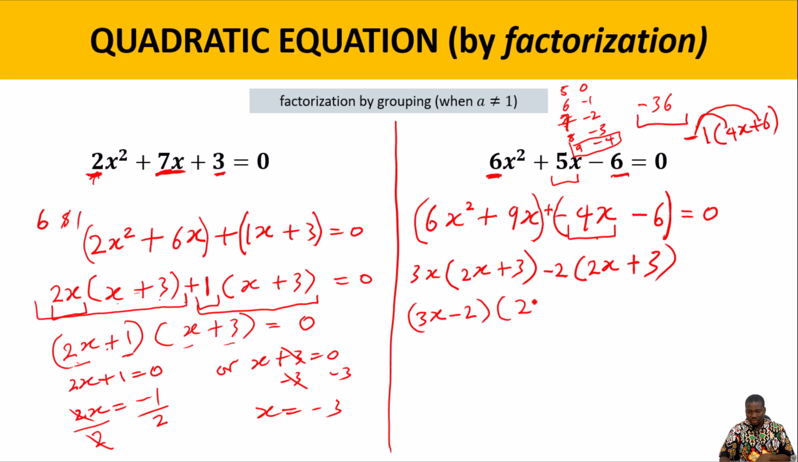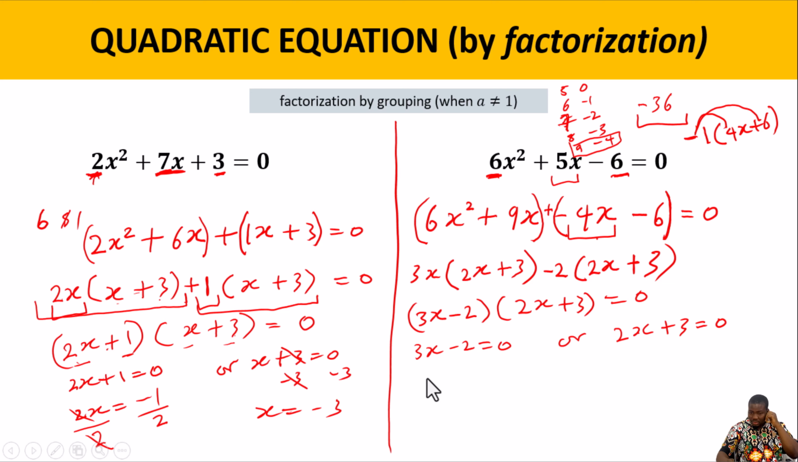And we have 2x plus 3 equals 0. Which means it's either 3x minus 2 equals 0 or 2x plus 3 equals 0. Now, the next thing is that we would add 2 to this, and then we have 3x equals positive 2, and also we divide by 3.